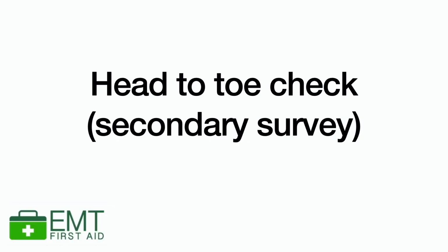Great news, the person is breathing normally. So then what we're going to do is do our secondary survey. We go from the head all the way down to the toes, and we're looking for anything such as bleeding or broken bones, or anything that can explain why this person is injured.